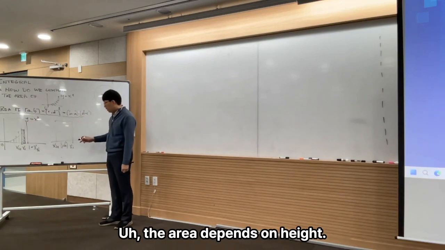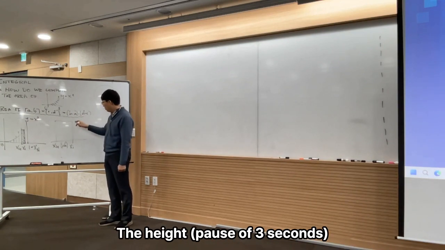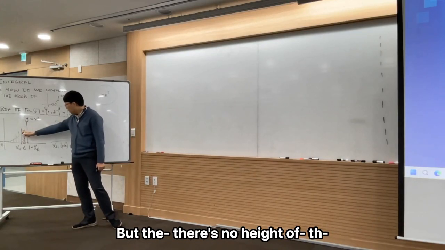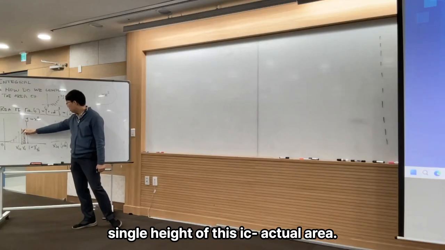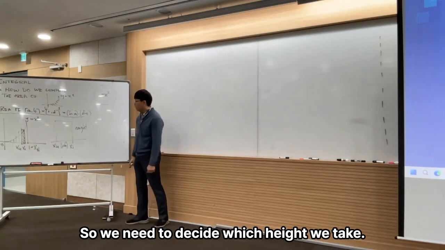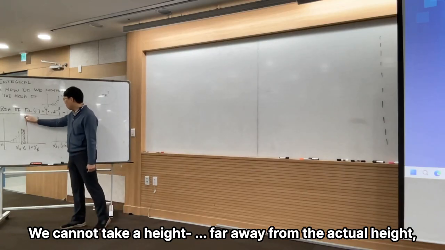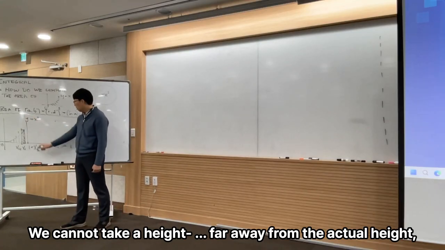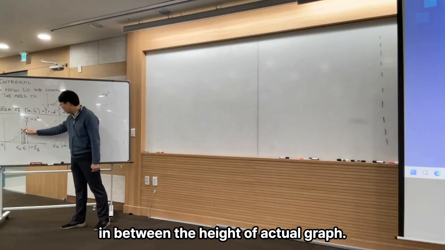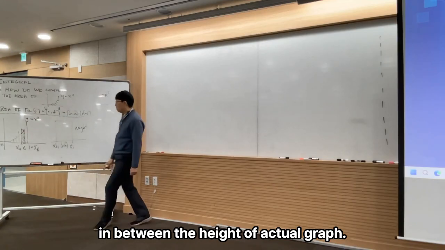The area depends on height. I know the width here. So height has to be something reflecting the actual area, right? But there's no single height for this actual area. So we need to decide which height we take. We cannot take a height far away from the actual height, but we cannot make it too small, right? You have to choose somewhere in between the height of the actual graph.